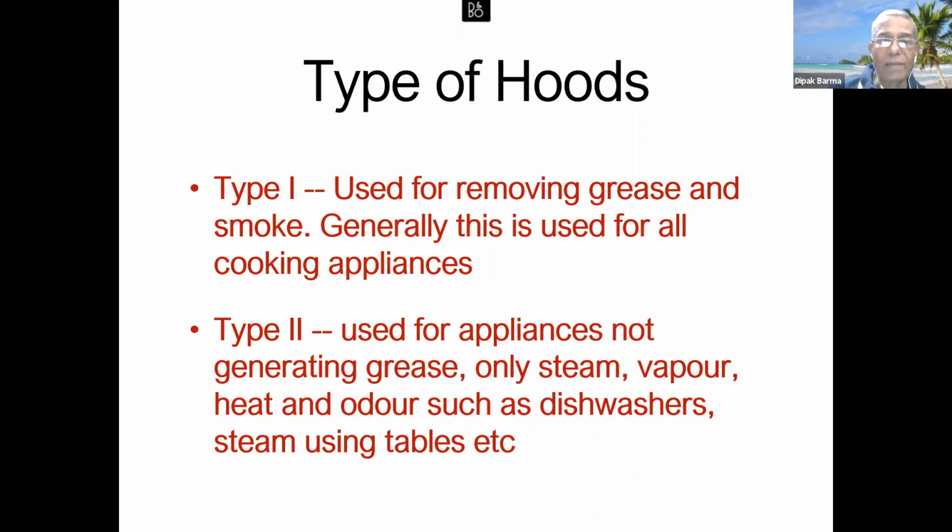We have two different types of hood. Type 1 hood is used for removing grease and smoke, used for all cooking appliances. Type 2 is basically without any removal of grease and smoke, but for steam, vapor, heat, and odor, such as from dishwashers, steam tables, etc., which have to be taken out by type 2 hoods.